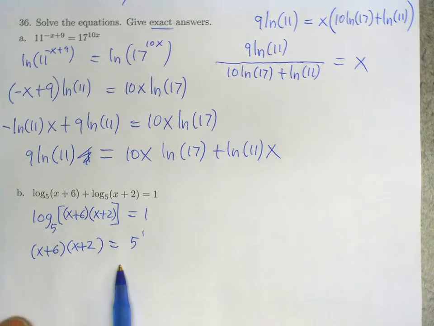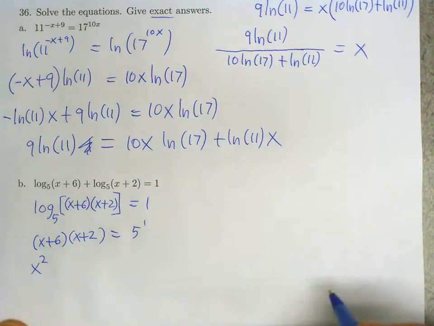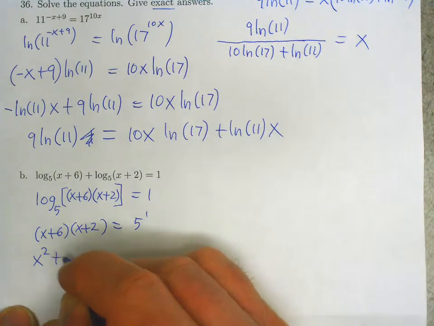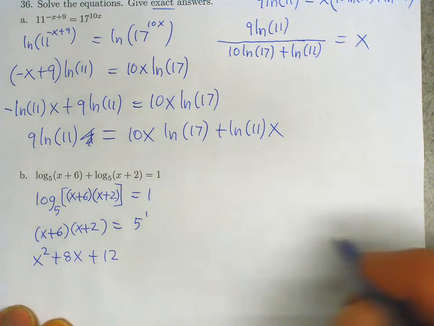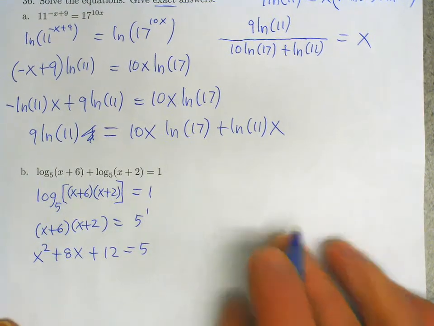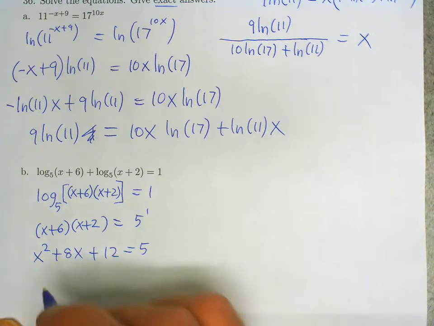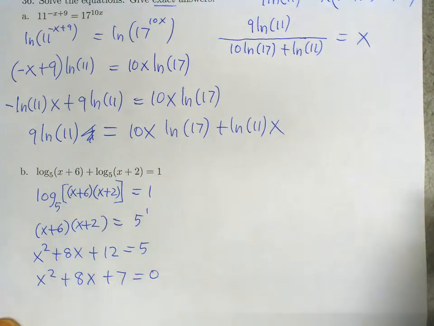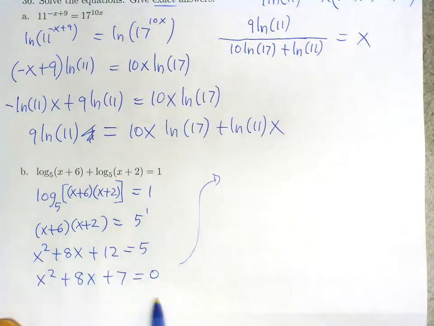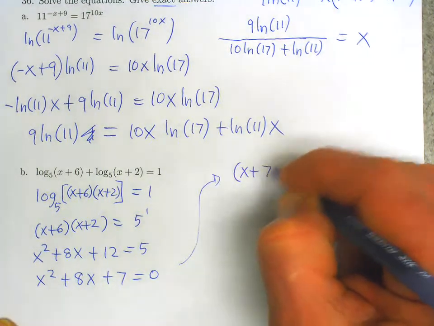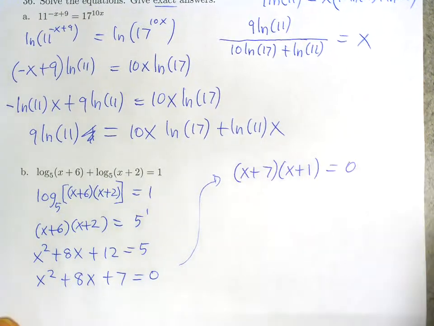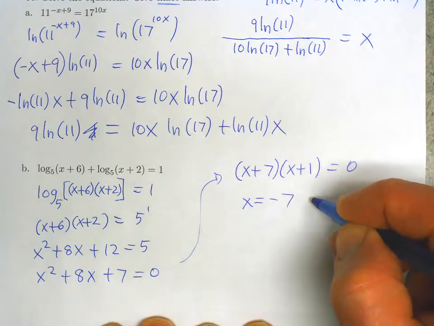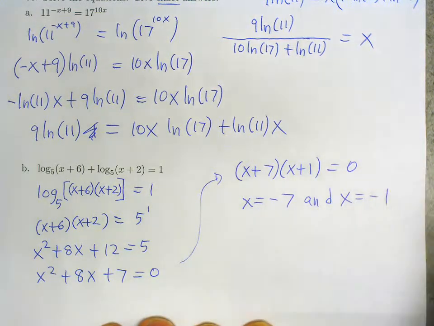So when we convert that, we get x plus 6 times x plus 2 equals 5 to the first. This equation is quadratic, so we'll solve a quadratic equation. So we get x squared plus 2x plus 6x for a total of plus 8x, and then plus 12 equals 5. Then subtract 5 from both sides. We get x squared plus 8x plus 7 equals 0. We can solve this by factoring easily enough. x plus 7 and x plus 1 equals 0. The quadratic equation has two solutions, x equals -7 and x equals -1.